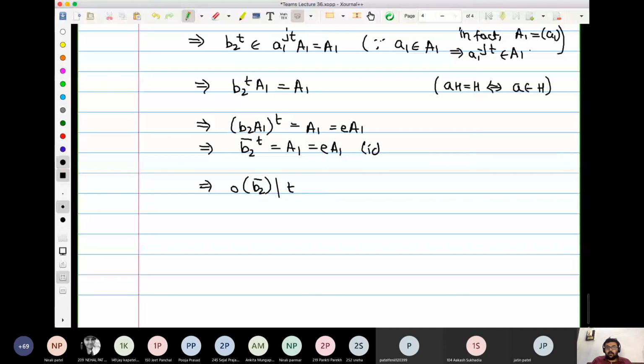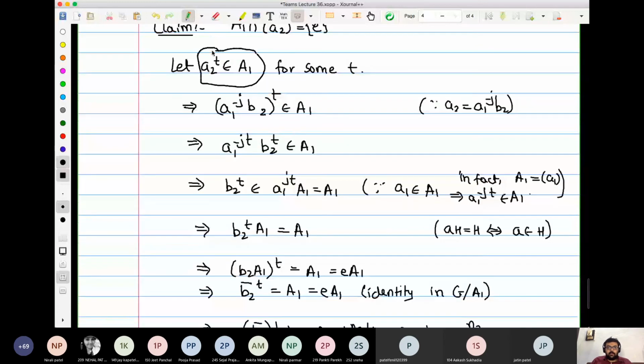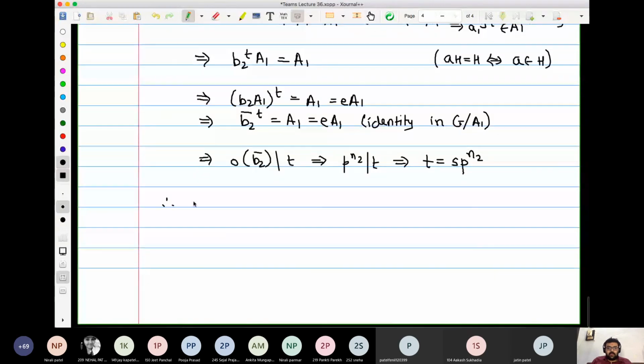So B2 bar power T is identity. Therefore, the order of B2 bar divides T. This implies P power N2 divides T, or this implies that T can be written as some S times P power N2. So finally, we started here: A2 power T is in A1.